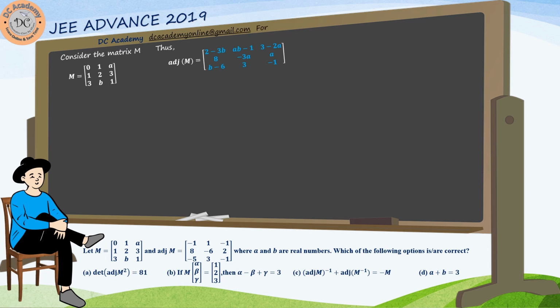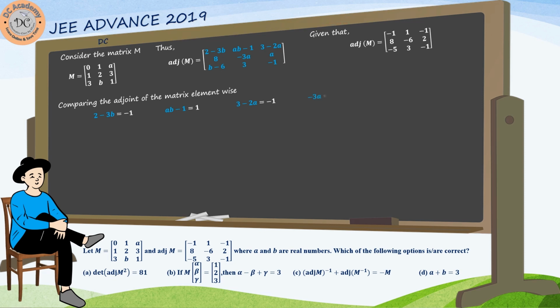Now obviously notice that the adjoint of the matrix M is also provided in the problem. So we calculate adj M from the matrix M, and one adjoint matrix is already provided. Therefore we can compare these two matrices element-wise because they must be equal. So if I compare element-wise, we get 2 minus 3b is minus 1, ab minus 1 is equal to 1, 3 minus 2a is minus 1, 8 is equal, minus 3a is equal to minus 6, and b minus 6 equal to minus 5.